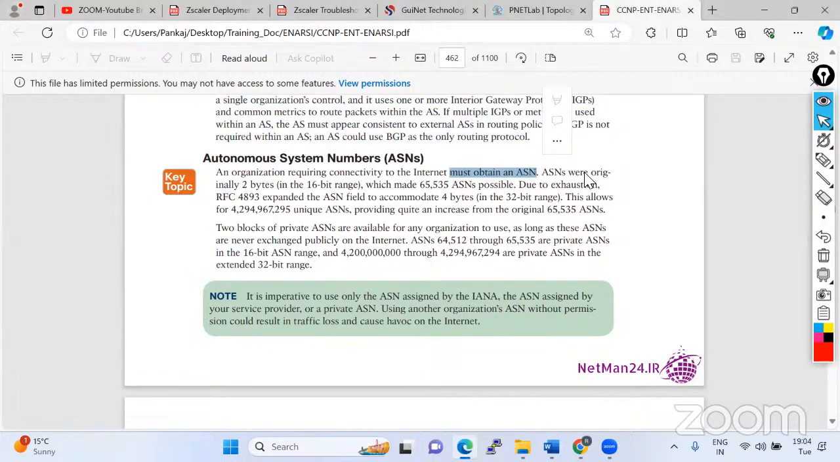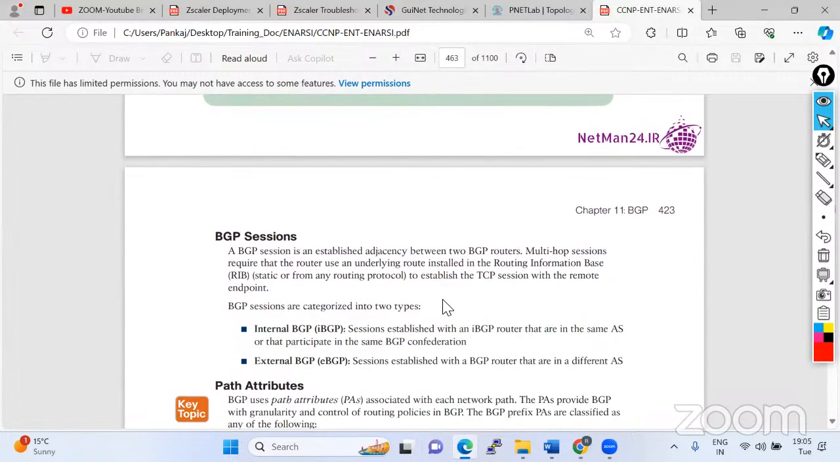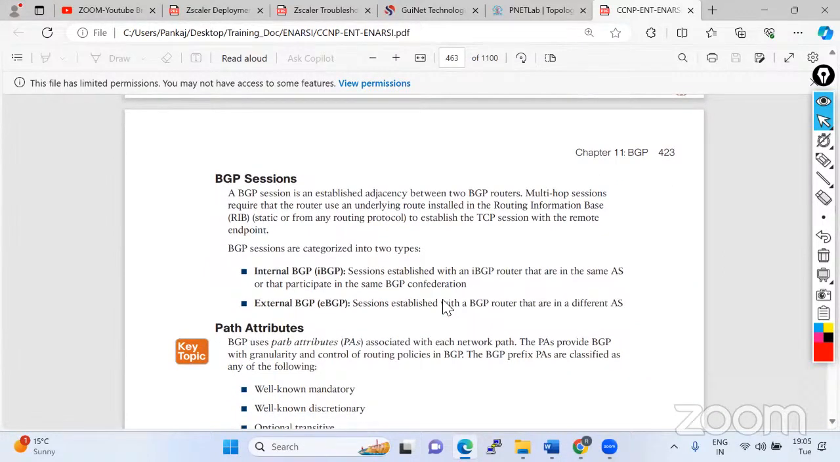AS numbers were originally 2 bytes when BGP was invented, and that was the range of AS numbers possible. Due to exhaustion of this range, RFC 4893 extended the field to 4 bytes, and then this range is available, right? You can use this AS number as well. But these are the two private ranges, and these are the private numbers where you use the private. The rest are all public, and you just have to use the public AS number.